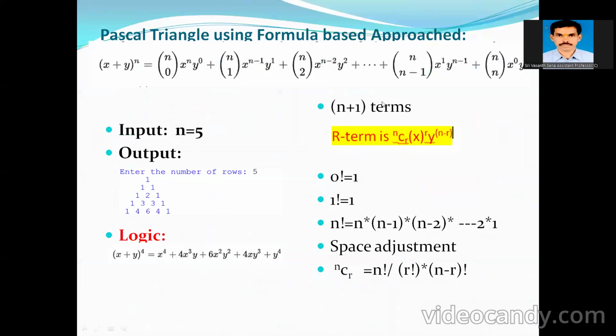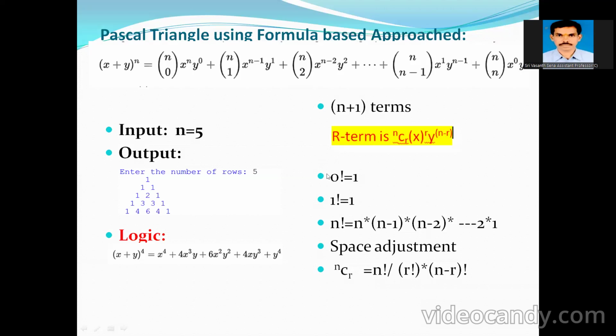So this Pascal triangle formula: (x + y)^n is equal to nC0 x^n y^0 + nC1 x^(n-1) y^1, and so on. The r-th term becomes nCr x^r y^(n-r). The last term is nCn x^0 y^n. So in this equation, in total we have n plus 1 terms. So the r-th term becomes nCr x^r y^(n-r).